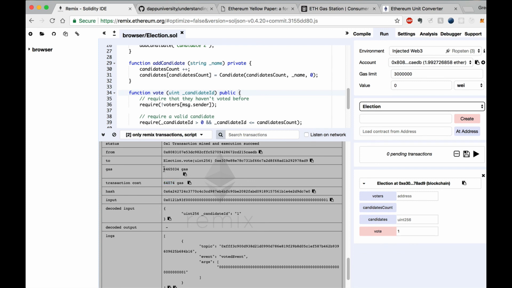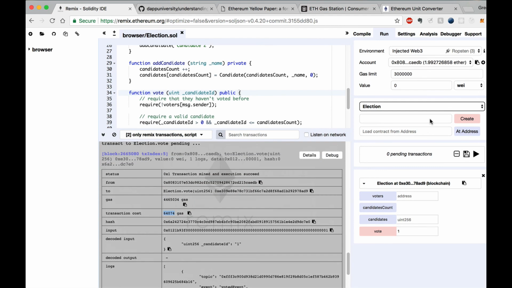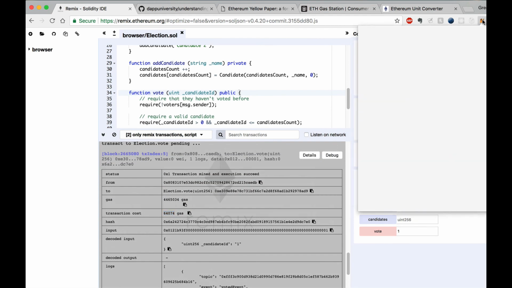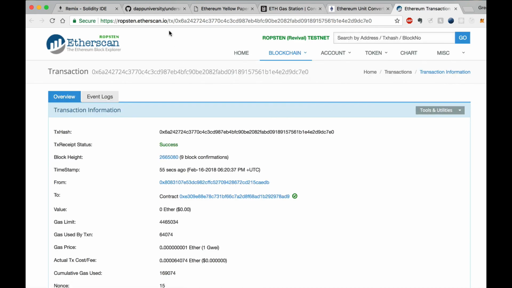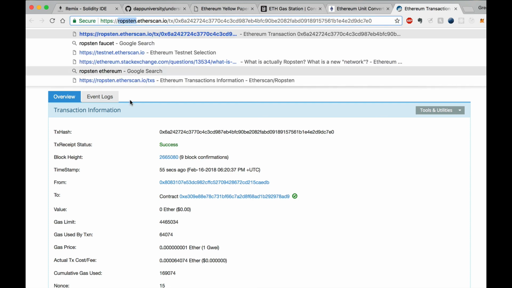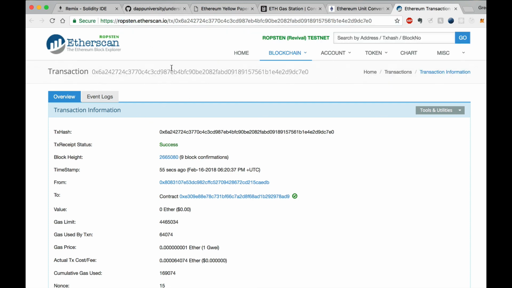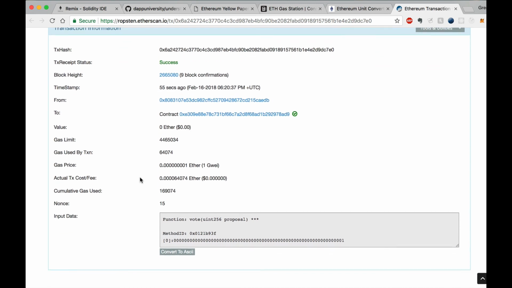So, we said we were willing to pay this many units of gas, but we actually only had to pay this much. And you can see this number is much less than the gas limit. We can see more details about this transaction by using a blockchain explorer like etherscan.io. And remember, I actually published the smart contract to the test network. So that's what we're looking at here. This is a blockchain explorer for the test network.